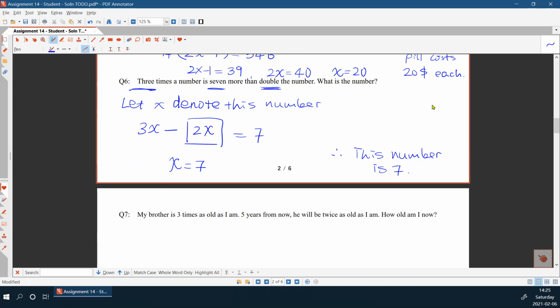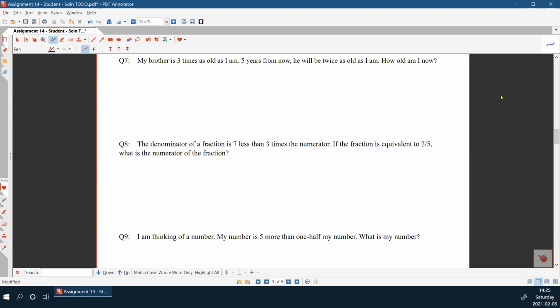No? All right, let's see question 7. My brother is 3 times as old as I am. 5 years from now on, he will be twice as old as I am. How old am I now? Okay, so here you want to find the current age of you, right? So first of all, if you don't know the quantity here, we can use letter X to denote my current age.